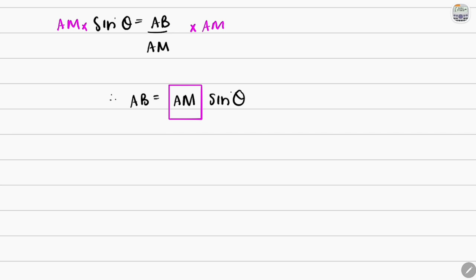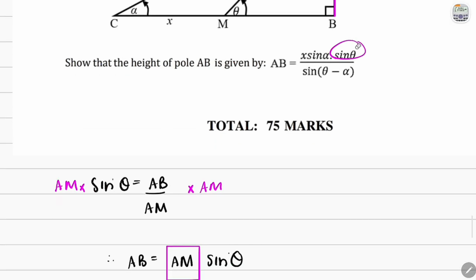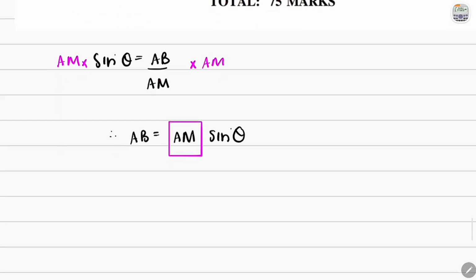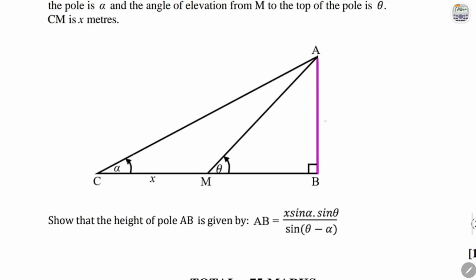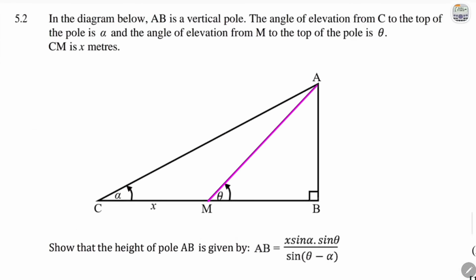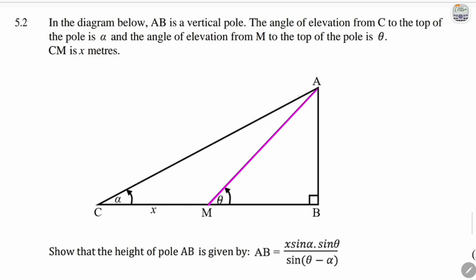Okay, it's in terms of what we need it to be in terms of. Sine theta is included here. So the next goal is to find AM. Okay, so focus on AM. How would we find this? Clearly, because we're finding this diagonal line, we need to use this obtuse triangle.